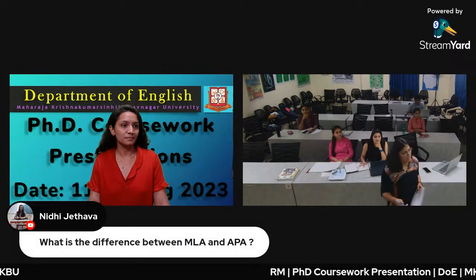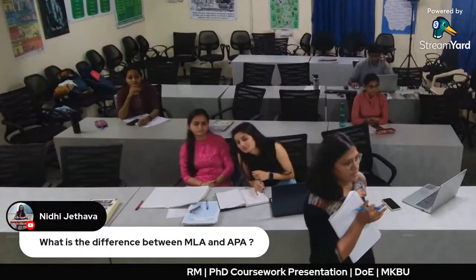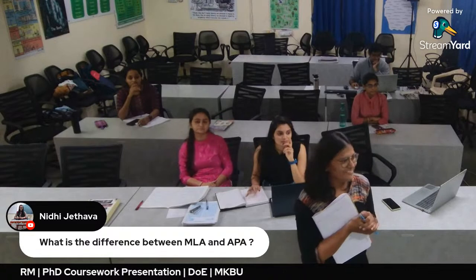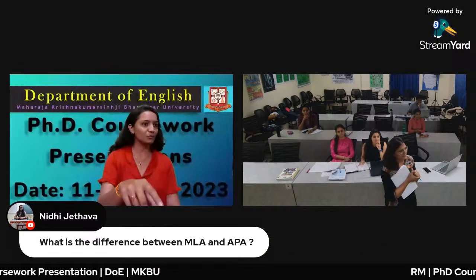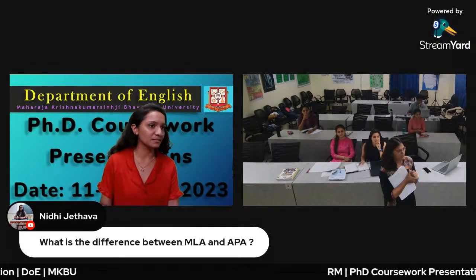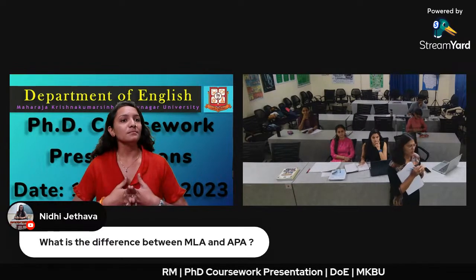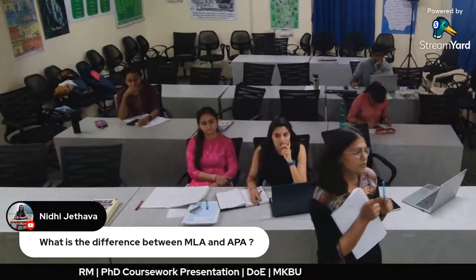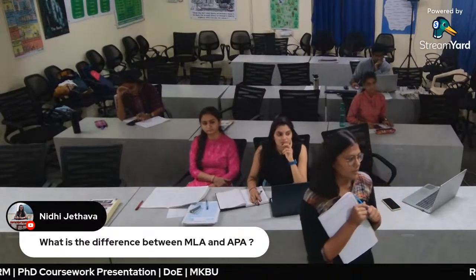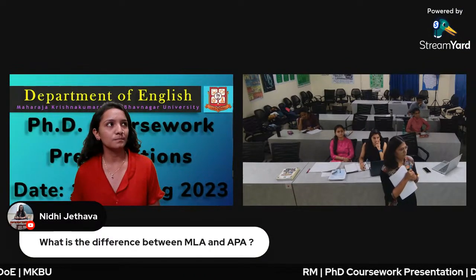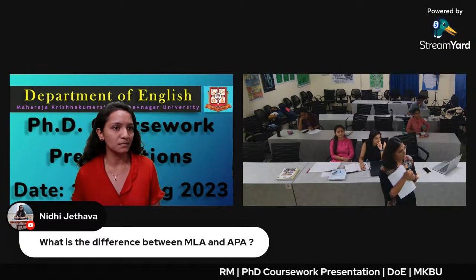So, Nrupa, my question is to you: what is the difference between MLA and APA? I show you in examples. You can see that. So, as a literature student, which citation should we use in our literary thesis? Currently, we can use the eighth edition of MLA.